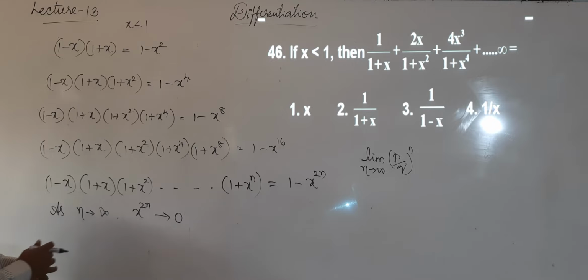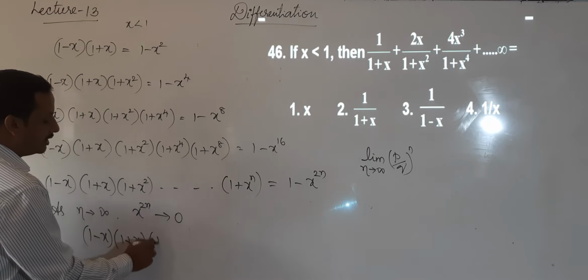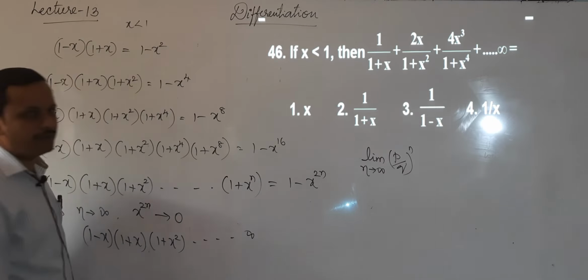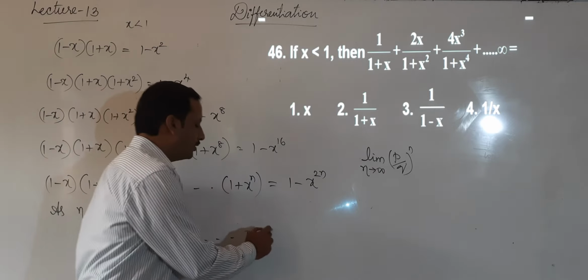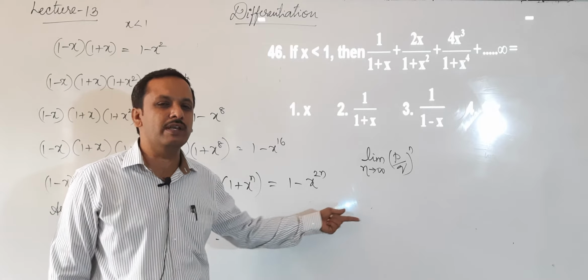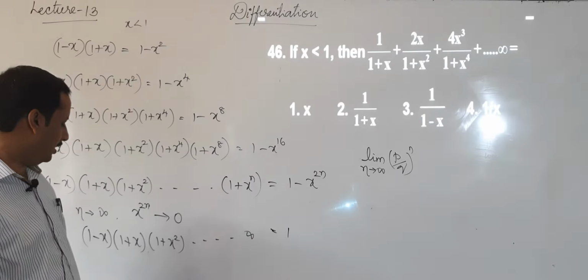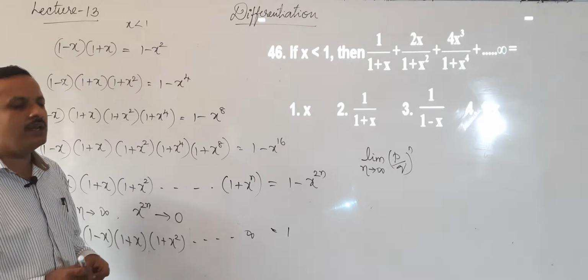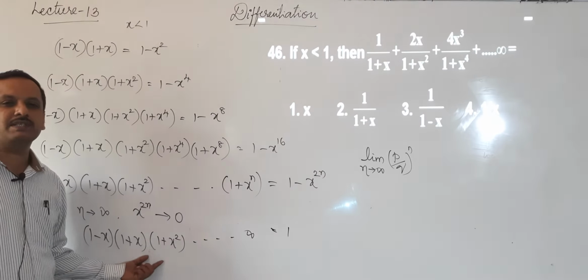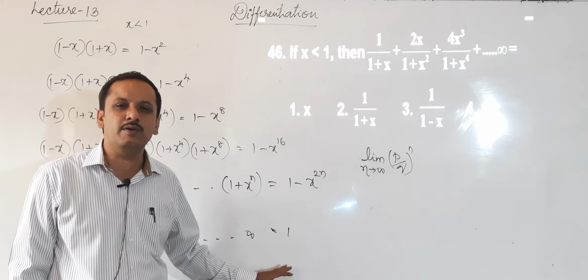So now I will consider infinitely many terms. 1 minus x into 1 plus x into 1 plus x square, etc., up to infinity, infinitely many terms. That is equal to, what happens on RHS? As n tends to infinity, x to the power 2n will tend to 0. So we will have 1 on RHS. Okay? So from this we write that when x is less than 1, 1 minus x into 1 plus x into 1 plus x square, etc., up to infinity is equal to 1.